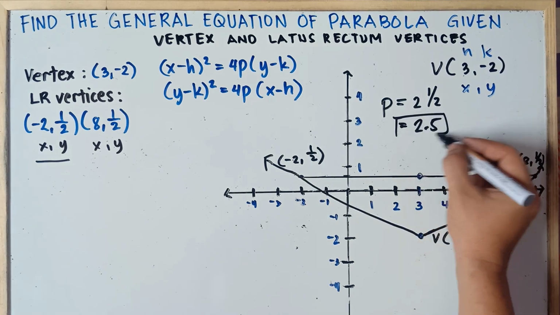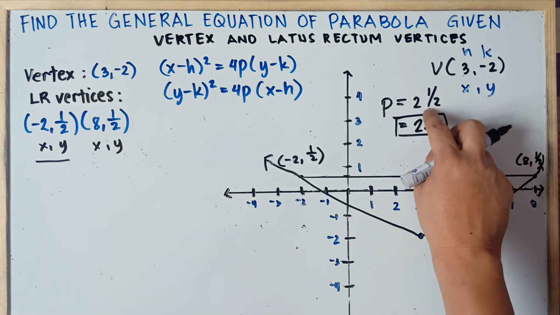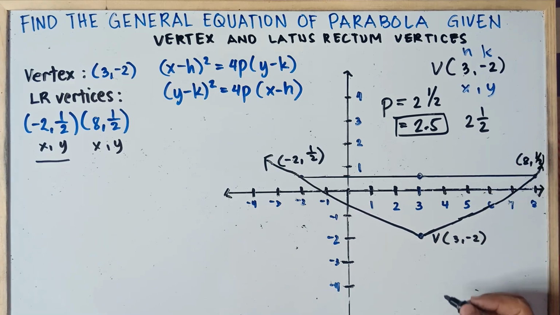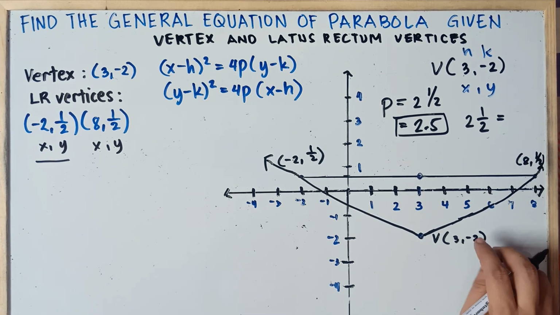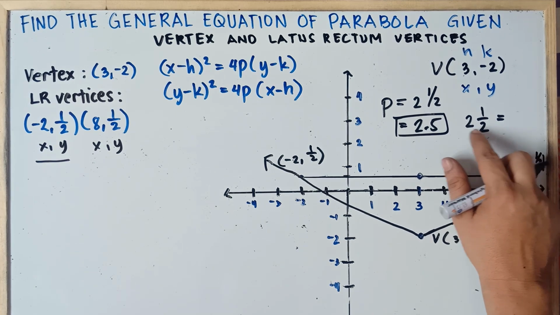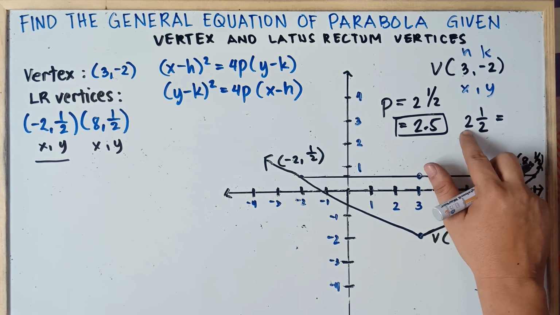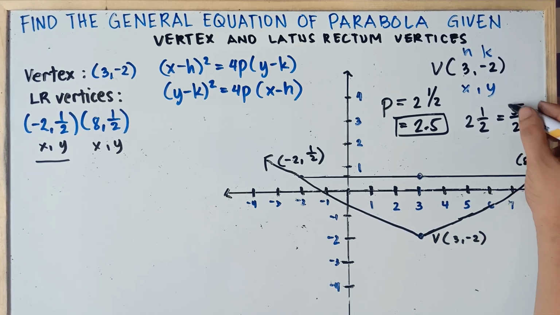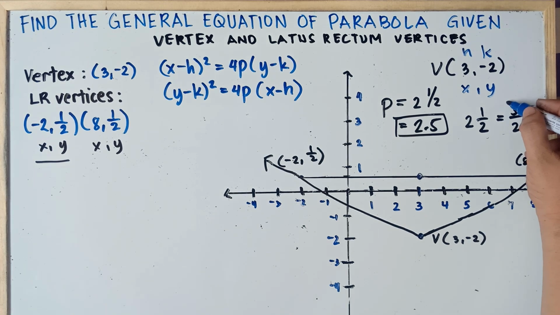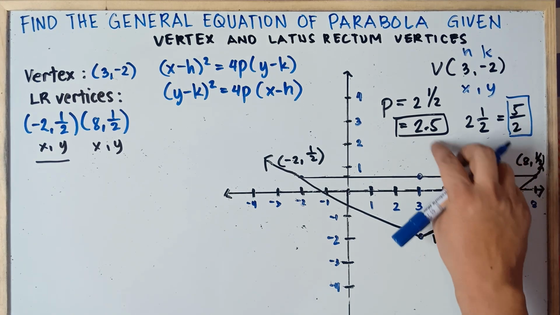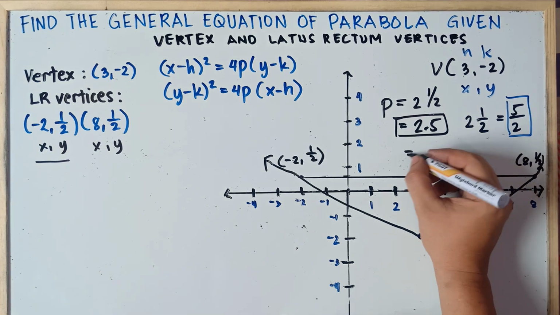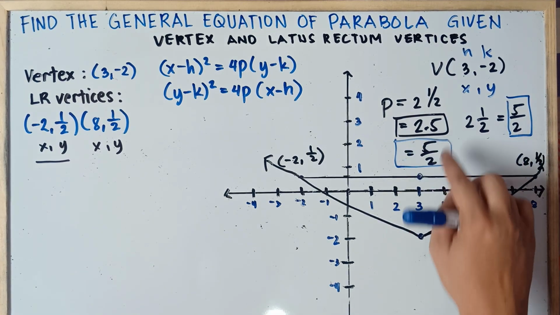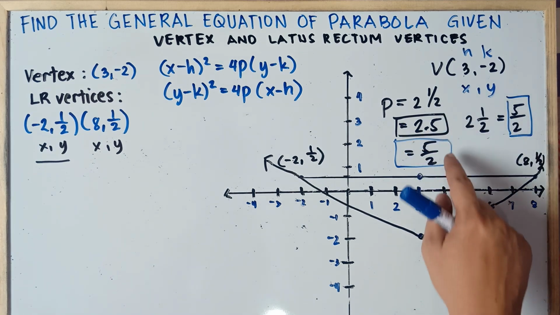Now if the teacher will not allow you to use decimals, you convert this into an improper fraction. For 2 and 1/2, you multiply the denominator and the whole number: 2 times 2 is 4, plus 1 is 5. Simply copy the 2. So 5 over 2. Two and 1/2 is just the same as 2.5, just the same as 5 over 2.